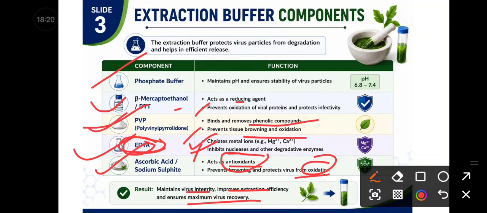What is EDTA? What is the full form of EDTA? Then what is the role of EDTA? If you just tell that EDTA is a chelating agent, how does it inhibit the nucleases or other degradative enzymes? These are generally the most asked questions. Okay, you have to remember this.